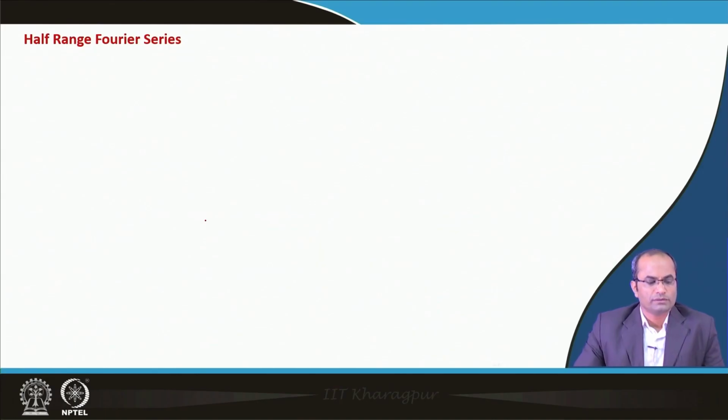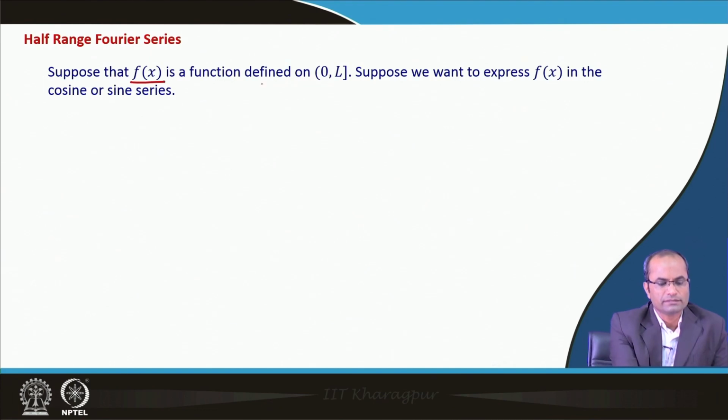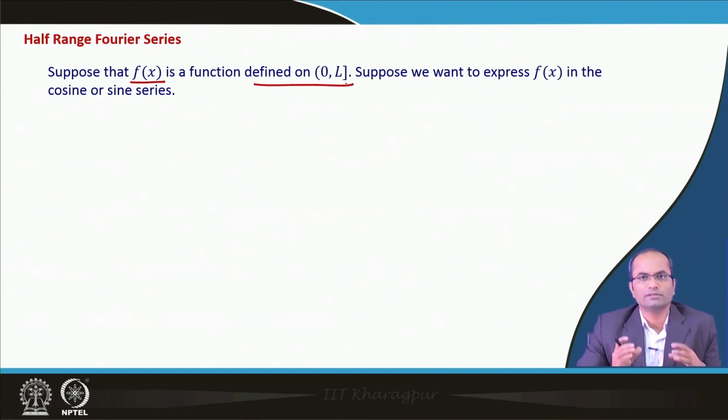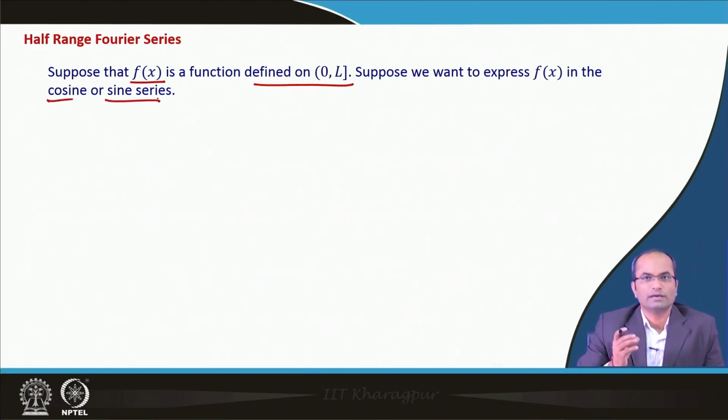So, now what we are going to discuss is the half range Fourier series. The idea is exactly what we have discussed for the odd and the even functions. Let me just explain here. Suppose that f x is a function defined only in the interval 0 to L, and suppose we want to express this f x in a cosine or sine series. Here we are putting our choice that we want to express this f x function, which is defined in some interval, into a sine or a cosine series.